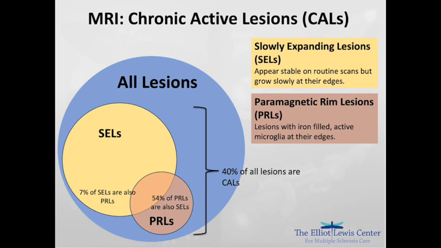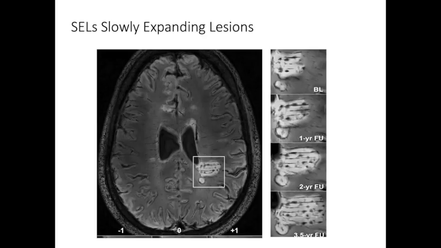About 40% of all MS lesions at any one time have some evidence for being chronically active. They're slowly expanding, or they have these paramagnetic rim lesions, which are less common, or they might have both. If you do a 7-Tesla MRI, this is an example of a slowly expanding lesion. And notice, it's not so easy to see.